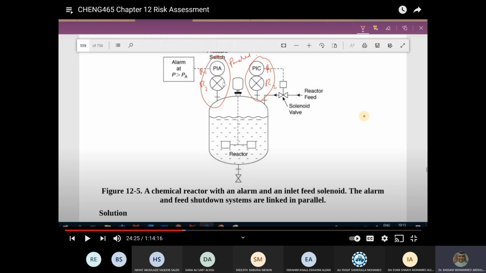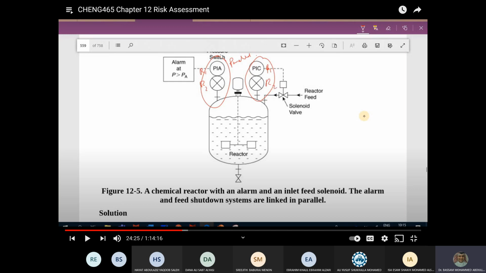Why? Because it is in series. So if the alarm doesn't work, it will affect the switch. If the switch doesn't work, it will affect the alarm. However, if the alarm does not work in this part, which I'm pointing at here, it will not affect the alarm on the other part.